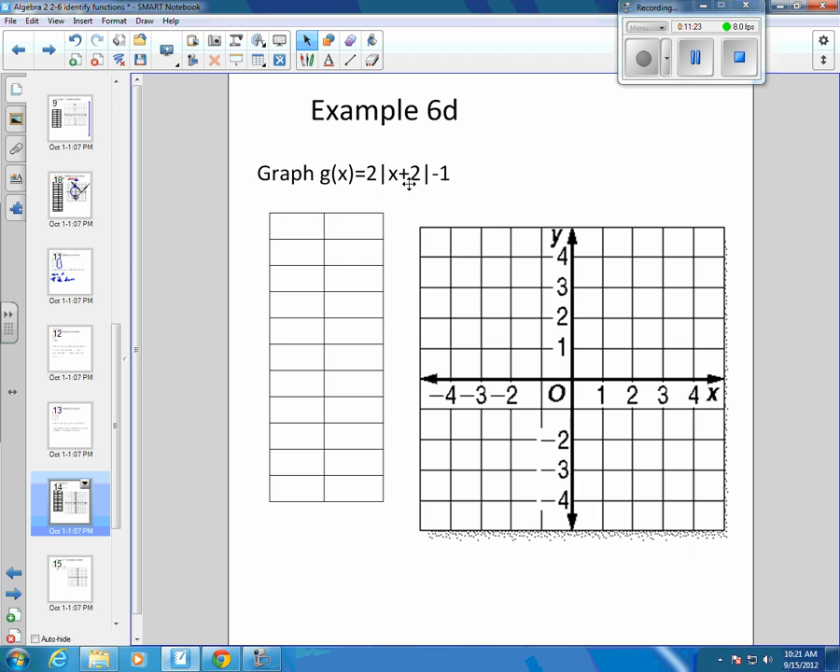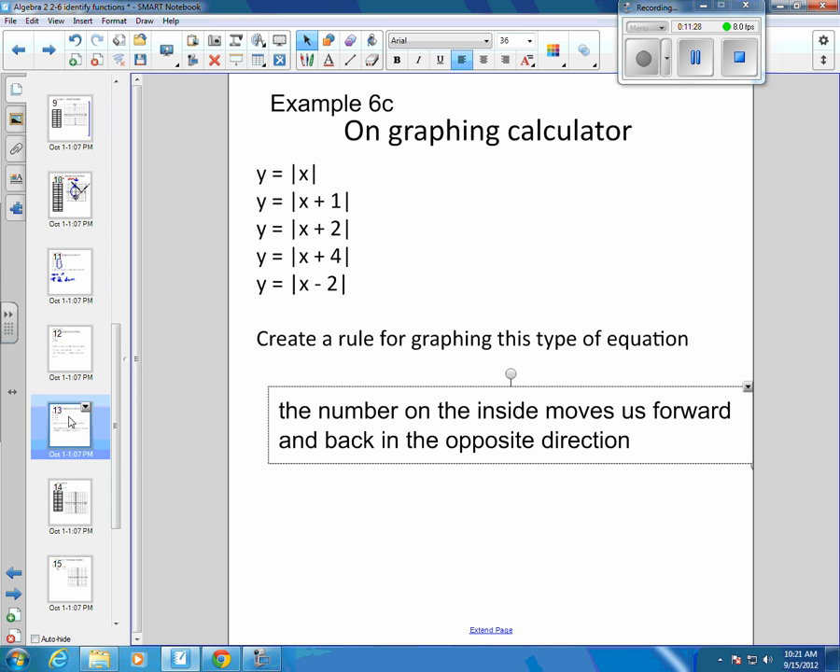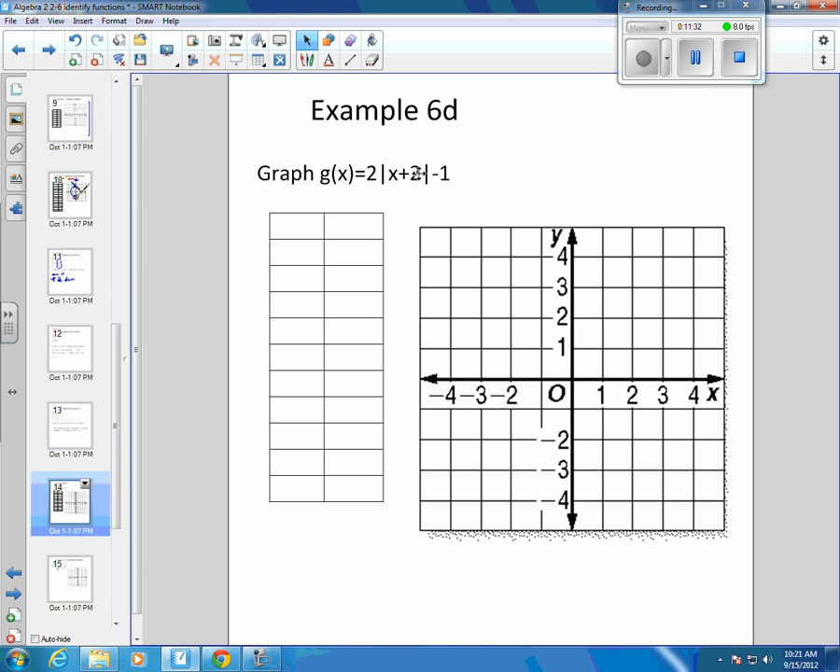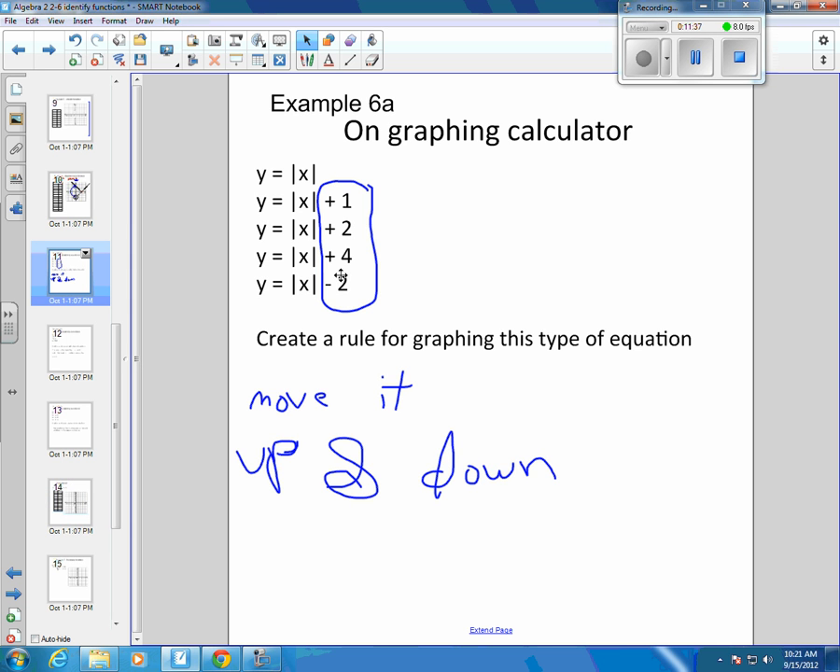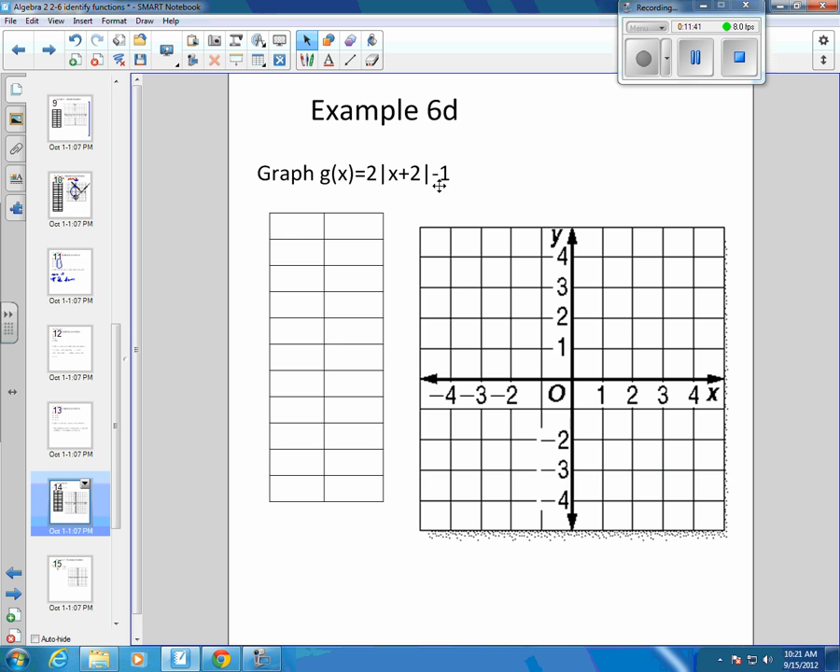We know we have a positive 2 on the inside. Positive 2 on the inside means that we are going in the opposite direction, forward and back. So that means we're going to go back 2. And the number on the outside said move it up or down 1. Okay? So we're going to go down 1 and back 2. And let's put a point there. That's where we think we're going to guess the bottom of our vertex is.